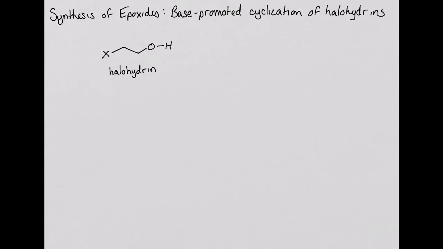In this reaction, we need a strong base to deprotonate the alcohol. Typically, sodium hydroxide is used. The base deprotonates the alcohol to make it a better nucleophile. In the next step, the nucleophile attacks the electrophile in an SN2 reaction. This produces the epoxide. This SN2 step is an intramolecular reaction.